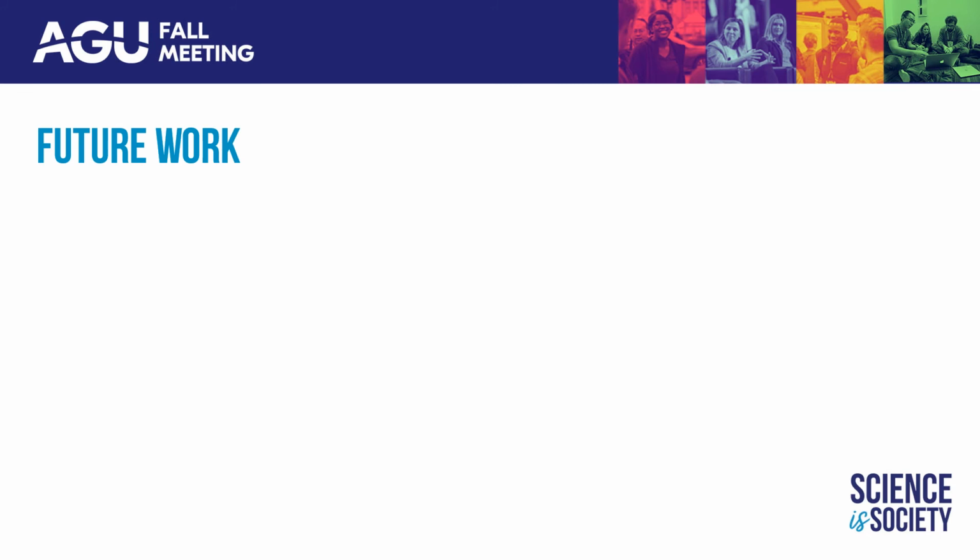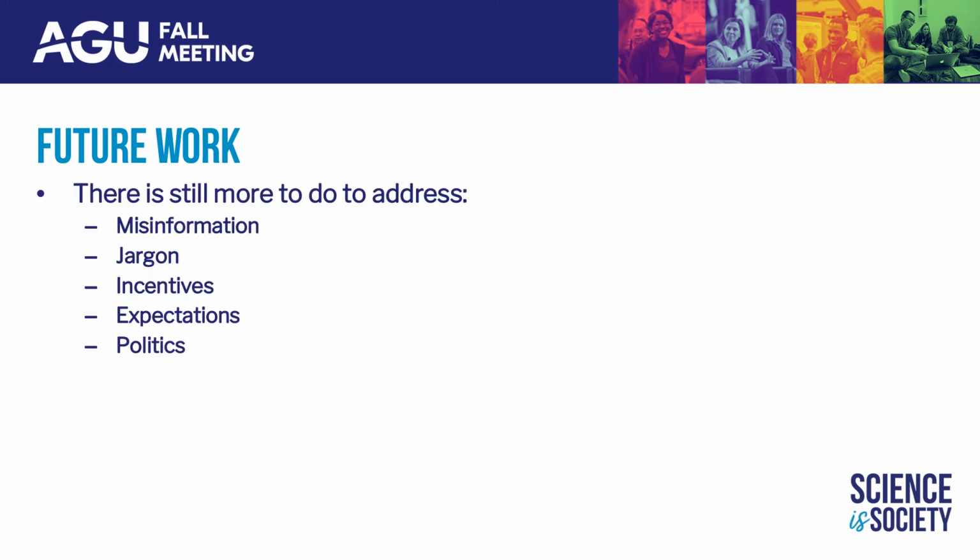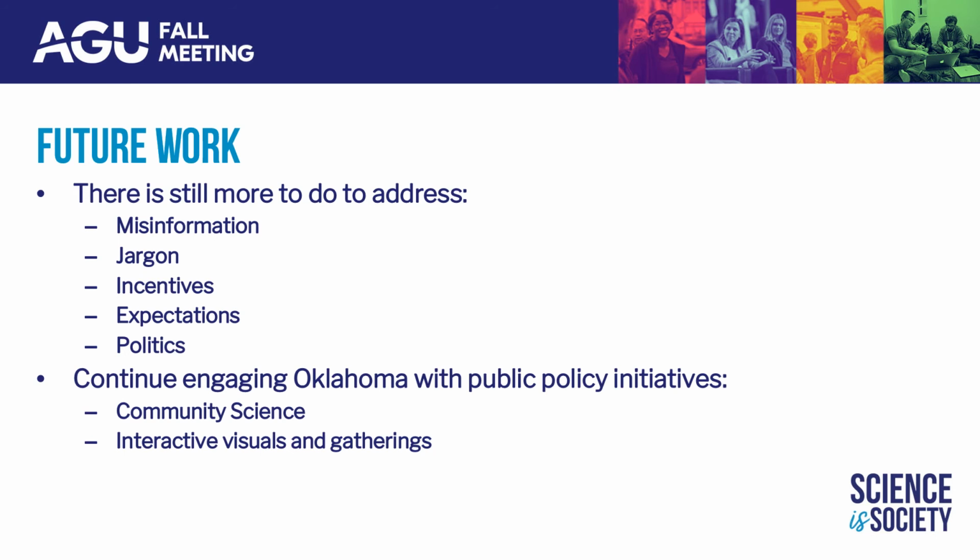And so, following the conclusions, there is future work that can be done. Since this has been going on for 1 year, we're just getting started. There's still more work to do to address misinformation, jargon, incentives, expectations, and politics. And there's future work in continuing to engage with Oklahoma with public policy initiatives, because we're forming these relationships and working towards bridging this gap. There's more we can do with community science, as well as with utilizing interactive visuals and gatherings to bring people to specific locations to further public policy work.